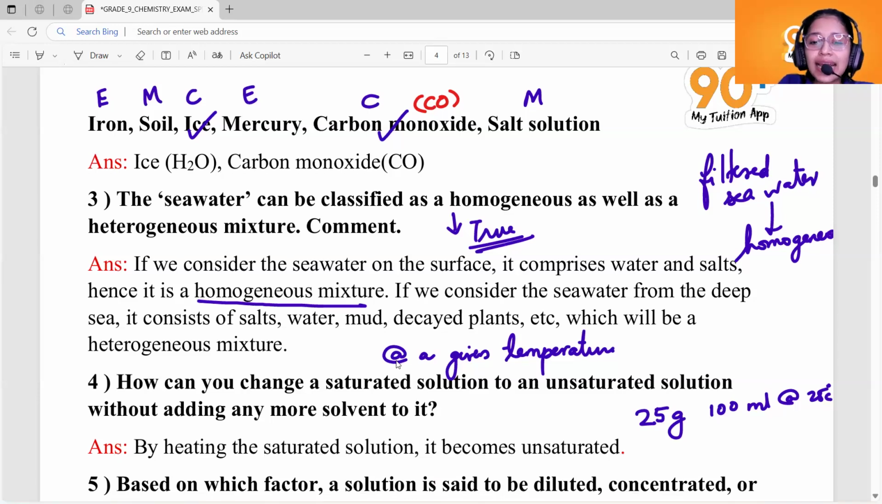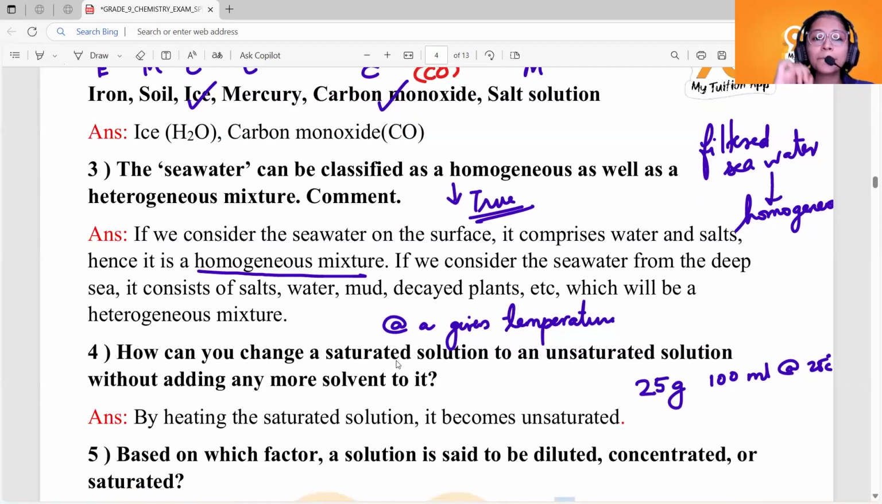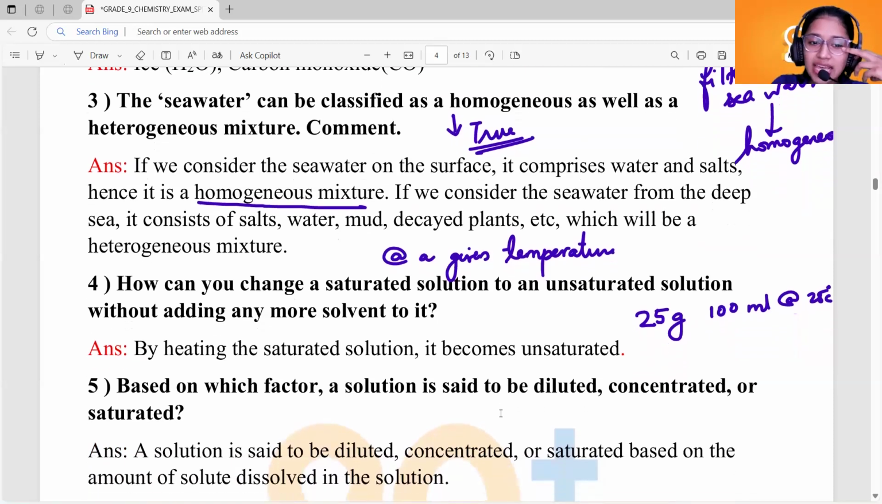Okay. Now we go to our next question. Based on which factor a solution is said to be diluted, concentrated, or saturated? Which factor or which component decides or holds the power to classify solutions as dilute, concentrated, or saturated? It is the amount of solute, right? Amount of solute classifies a solution as dilute, concentrated, or saturated. So what is the answer?